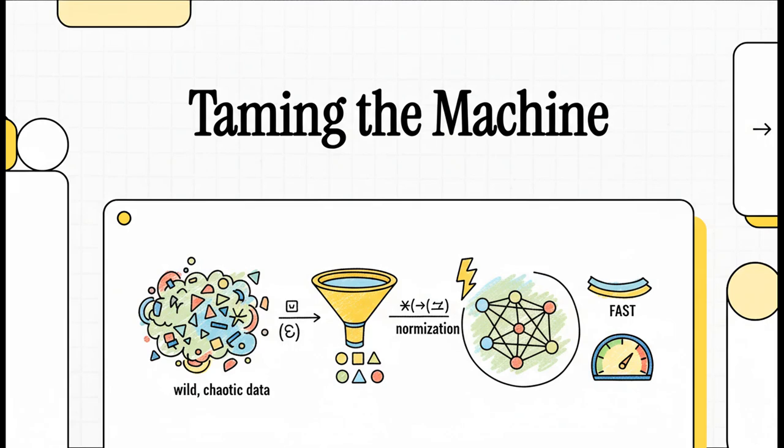Hey everyone, today we are diving deep into a really fundamental idea in AI. We're going to talk about how we tame the wild, kind of chaotic nature of data to build neural networks that are not just faster and smarter, but also way more stable. So let's jump right in.